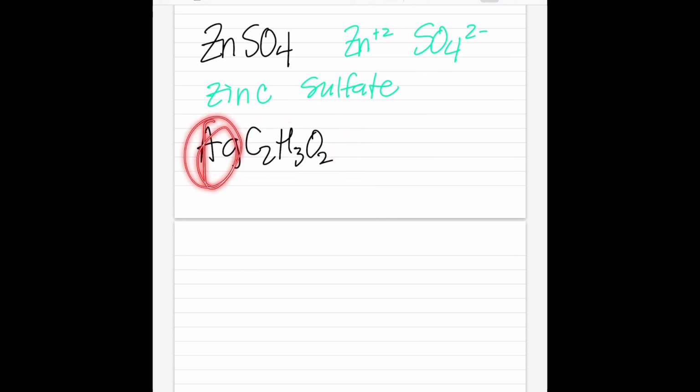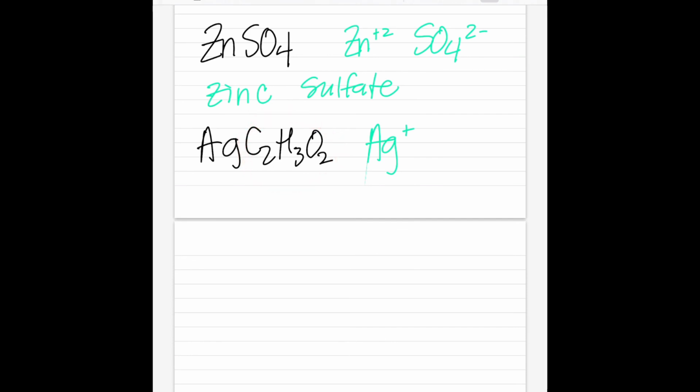So Ag, if you go to your periodic table, Ag is number 47. Ag always has a +1 charge, always. So I'm going to go ahead and write down that +1 charge. So Ag +1. Okay, then I've got this here. This whole thing is 1 ion, C2H3O2.